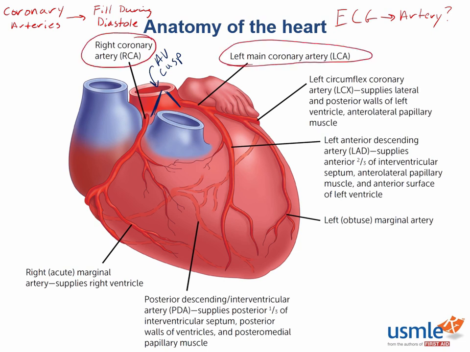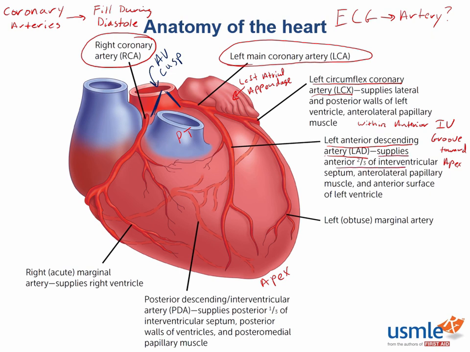Now, the left main passes between the pulmonary trunk as well as the left atrial appendage, and then it divides into the left circumflex as well as the left anterior descending artery. The left anterior descending artery descends anteriorly within the anterior interventricular groove toward the apex of the heart. Now, on its course, the LAD gives off branches that supply the anterior two-thirds of the interventricular septum, as well as the anterior lateral papillary muscle and the anterior surface of the left ventricle.